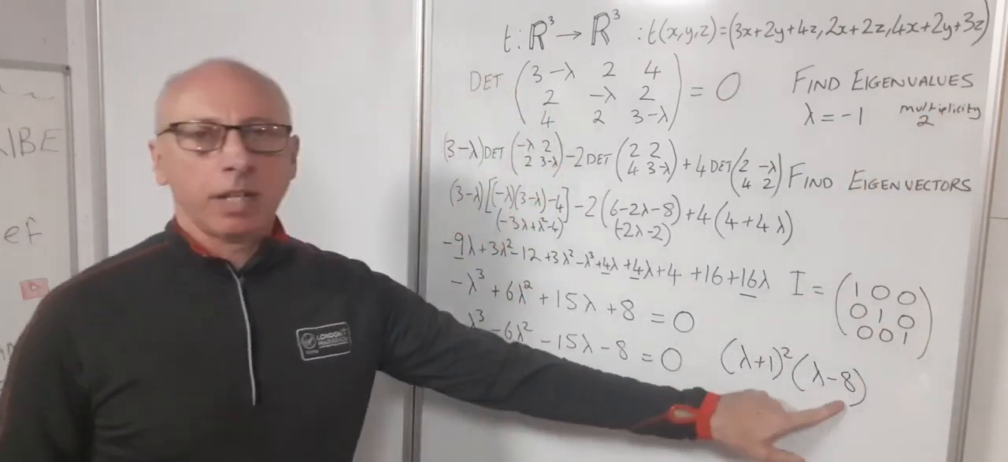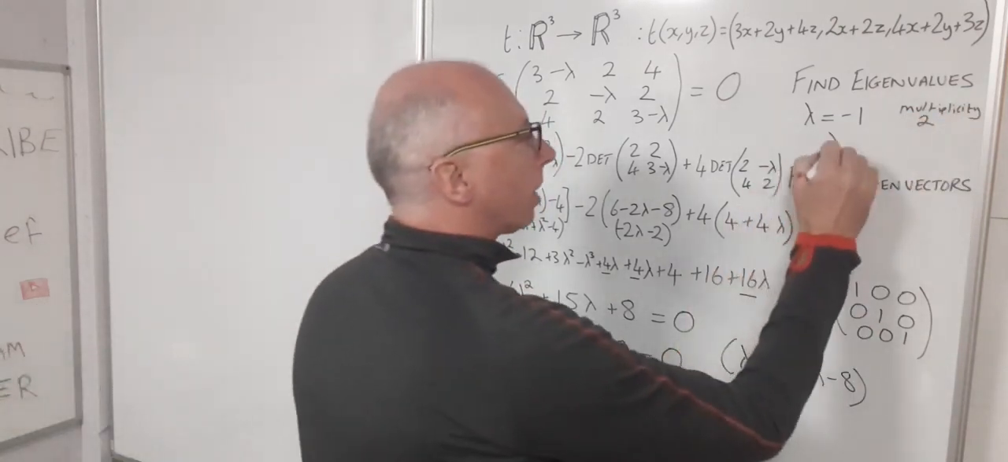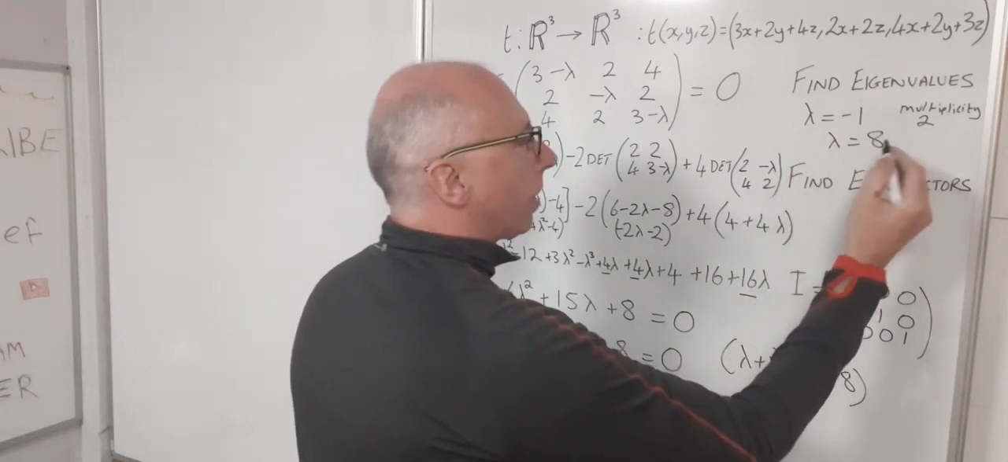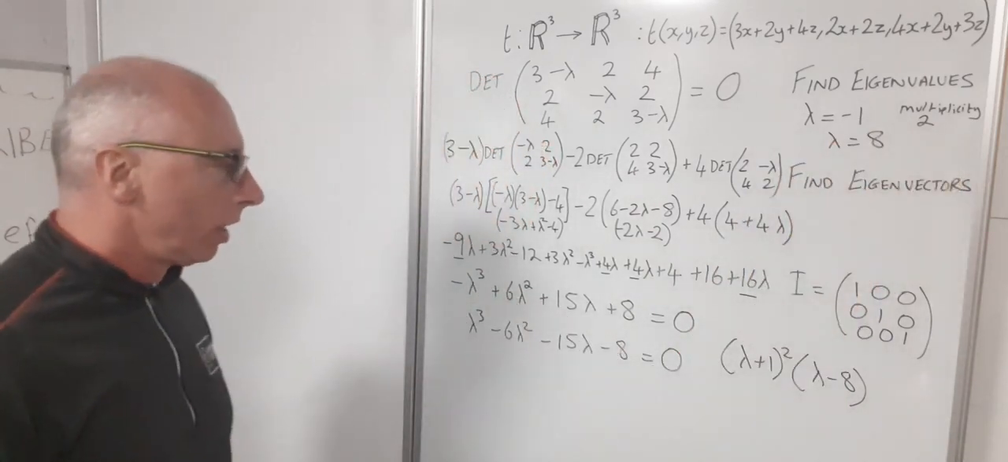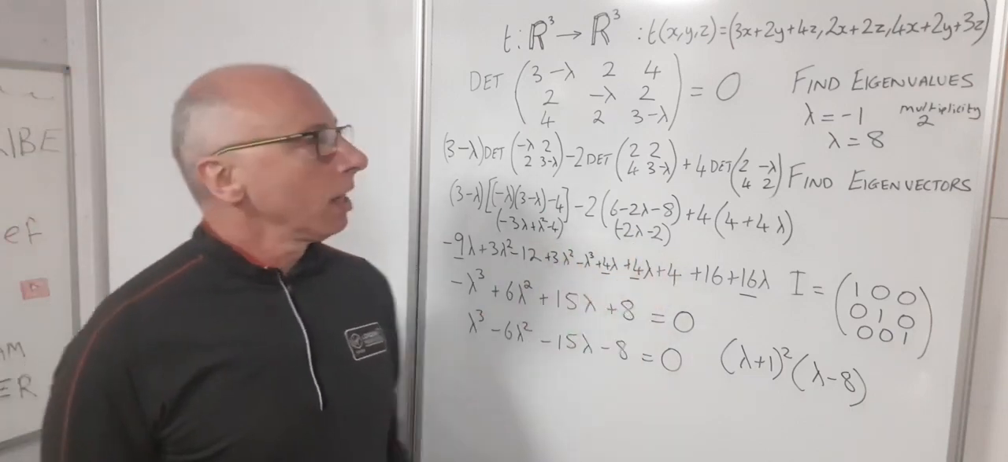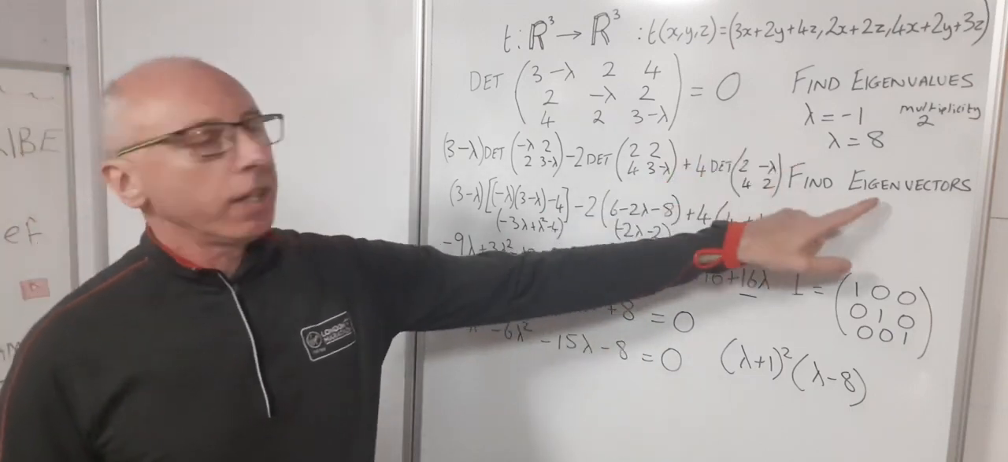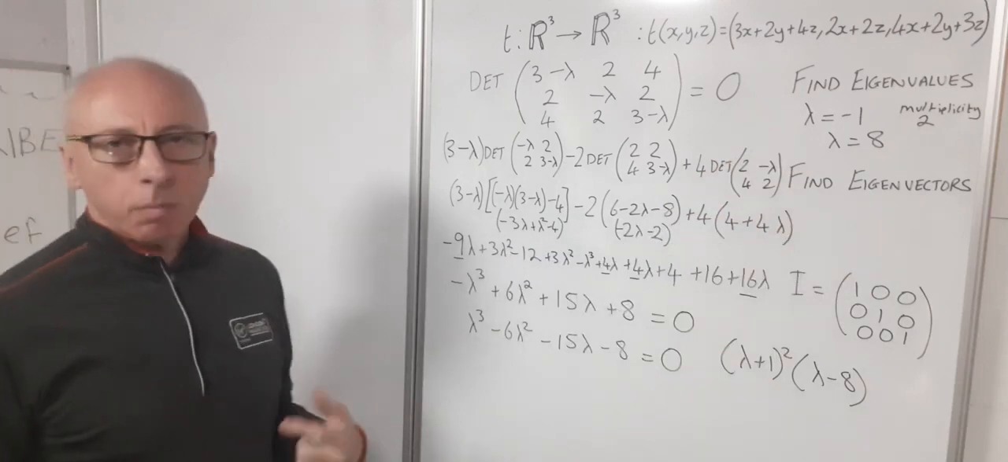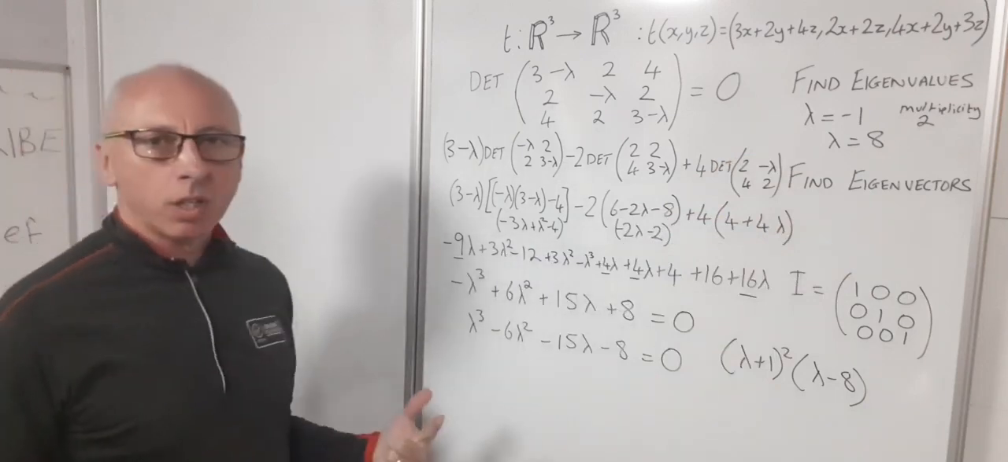And lambda minus 8, solving that, lambda equals 8. So obviously just a multiplicity of 1. So that's the solutions there to give us our eigenvalues. Now we need to use those and find our eigenvectors. So that's going to be next. I'm going to clear the board and then we're going to go into that.